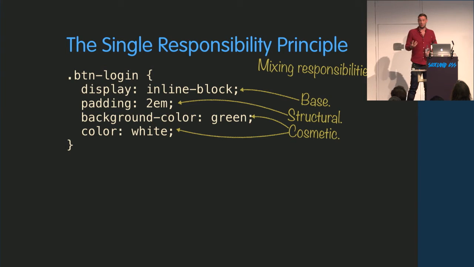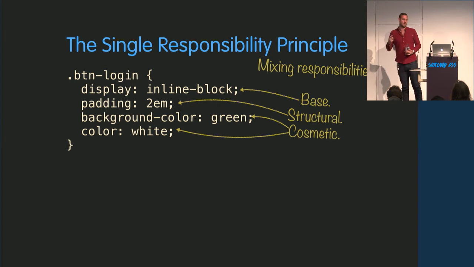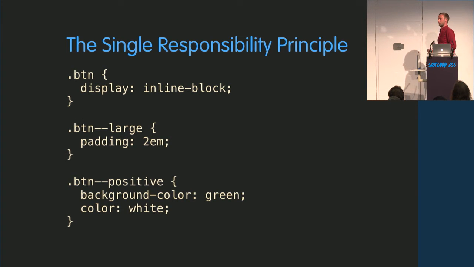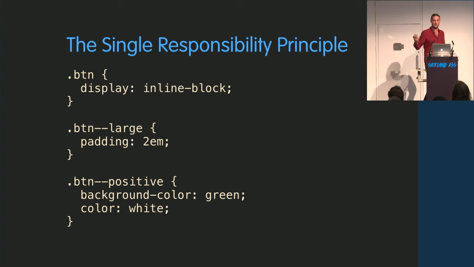But the second problem is that we're mixing up our responsibilities. Another definition of the single responsibility principle is that everything should have a single reason to change. Currently, button login has 3 different reasons to change. We've got base responsibilities, structural responsibilities, and cosmetic responsibilities. This entire rule set handles 3 different jobs. Simply abstracting this out into 3 separate selectors means that everything now only has 1 reason to change. We've got a base class, a sizing class, and a cosmetic class. It's a much nicer way of working.